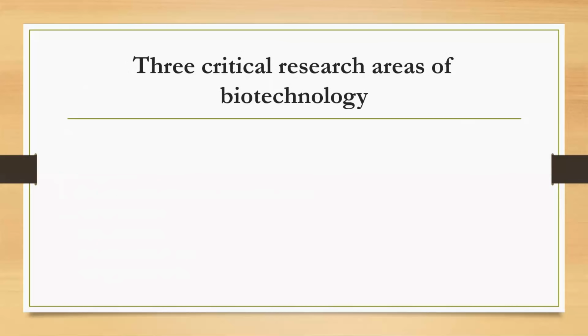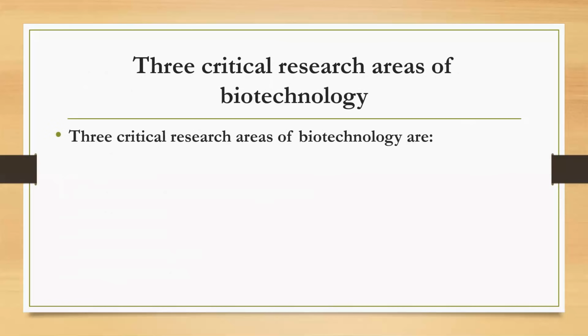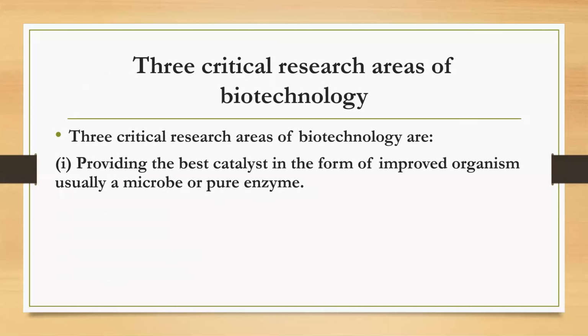The first of the three important research areas is providing the best catalyst in the form of an improved organism, usually a microbe, or a pure enzyme. So there is a need to produce one particular enzyme. In biochemistry, an enzyme is a biocatalyst, which influences a specific type of biochemical reaction. The final intention of genetic engineering or biotechnology is obtaining a particular product, most commonly a proteinaceous product that can be used as a hormone or any other kind of drug. Different types of proteinaceous products are obtained by biotechnological processes.